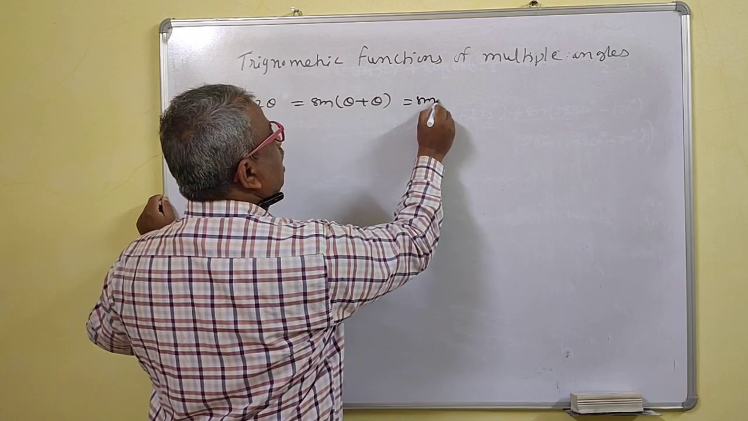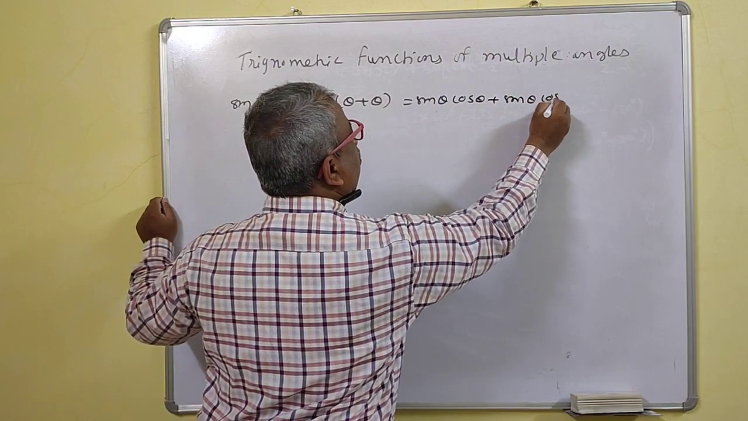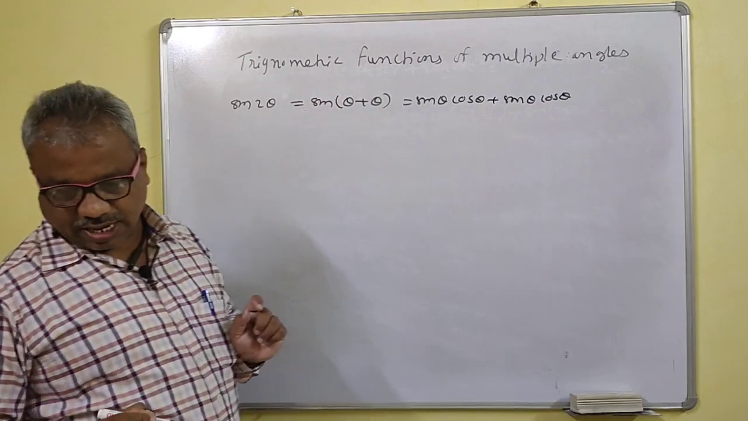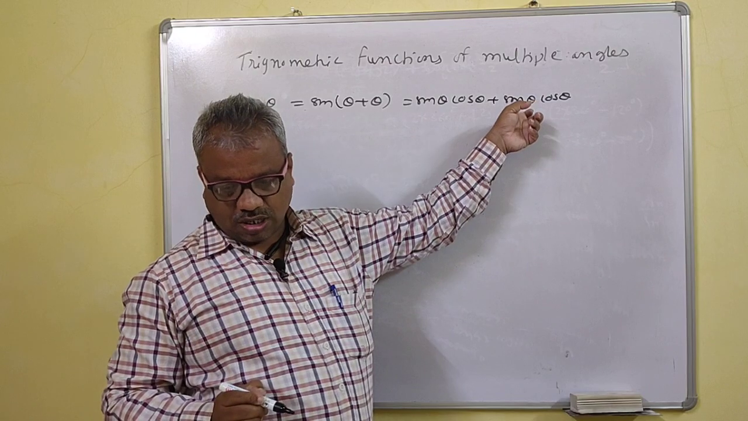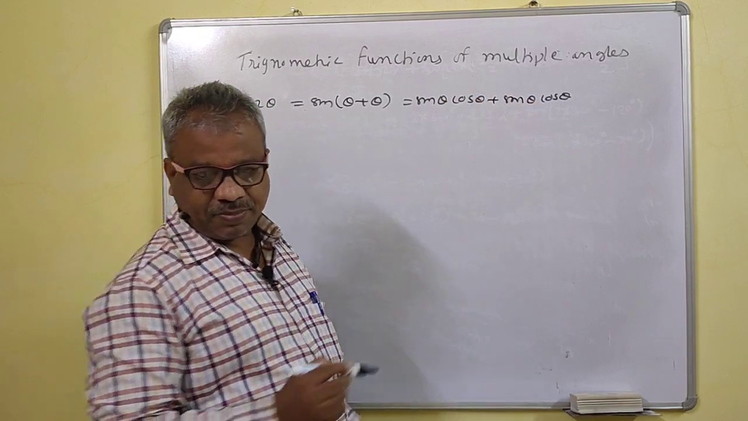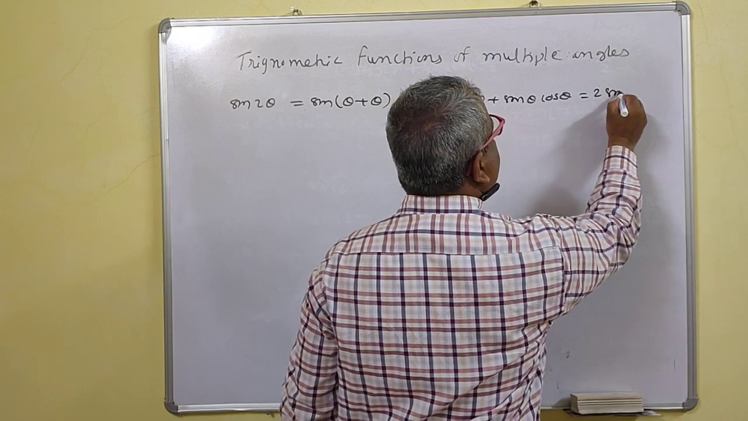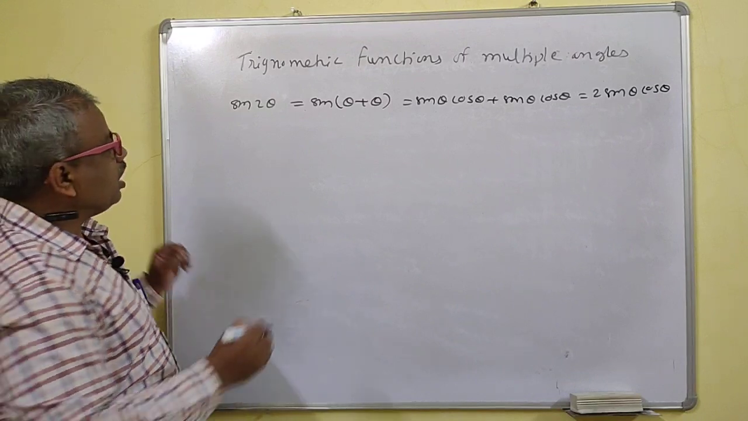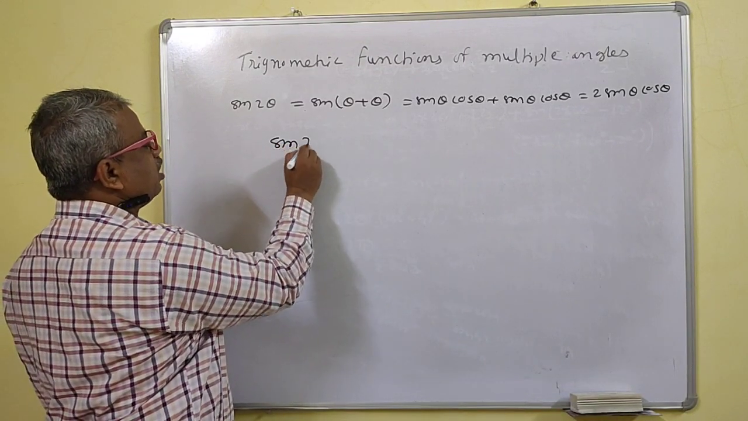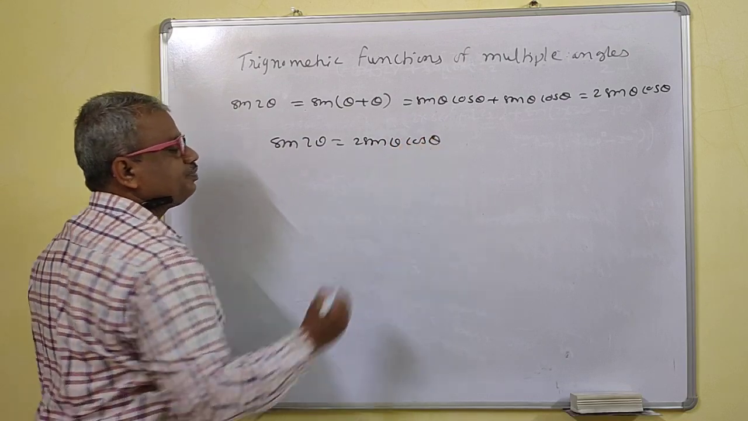So sine A plus B is sine theta cos theta plus sine theta cos theta. Both the terms are the same, so we can write this as 2 sine theta cos theta. Therefore we get the formula for sine 2 theta: 2 sine theta cos theta.